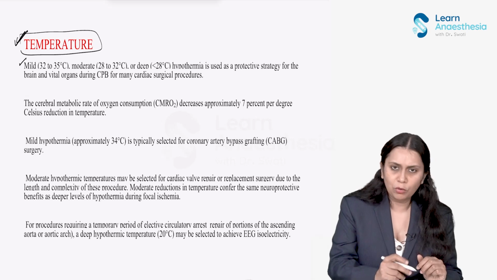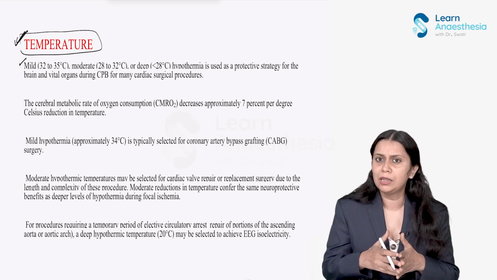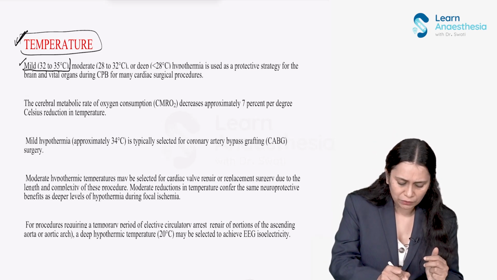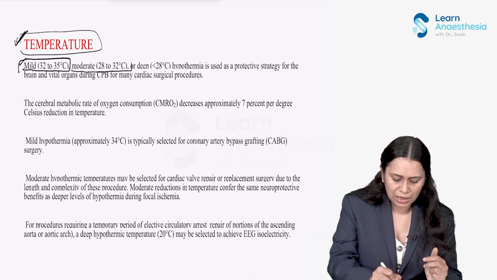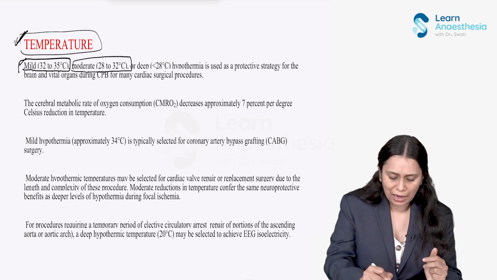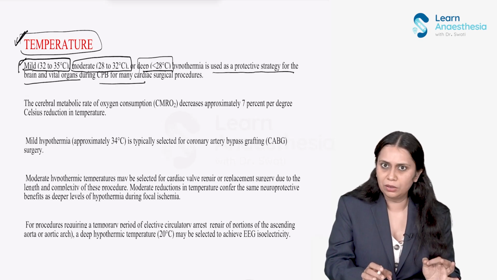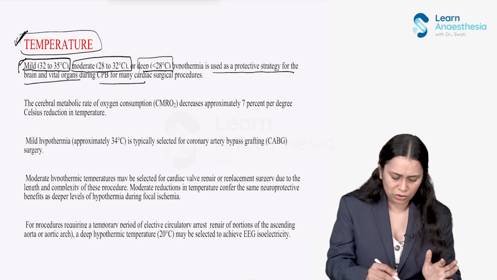Now, we can go for mild, moderate or deep hypothermia during cardiopulmonary bypass, during cardiac surgery. Mild hypothermia, the range is between 32 to 35 degrees Celsius, moderate 28 to 32 degrees Celsius, and deep, less than 28 degrees Celsius. Hypothermia is used as a protective strategy for brain and vital organs during CPB for many cardiac surgeries. Mild hypothermia is normally practiced during coronary artery bypass surgery, right?